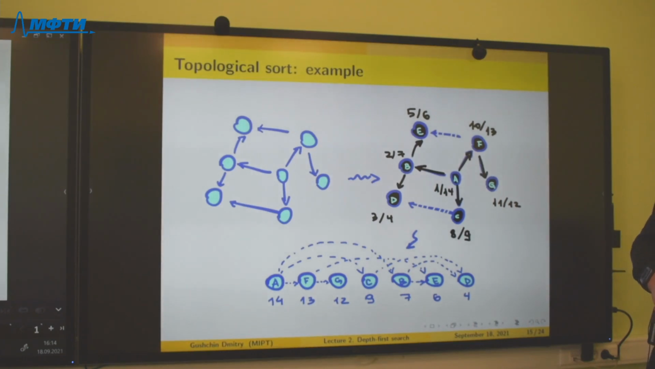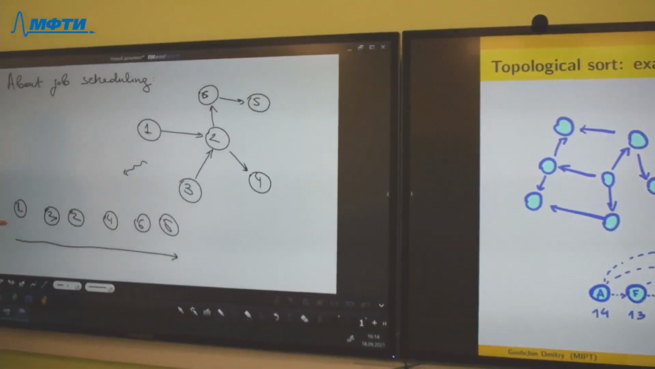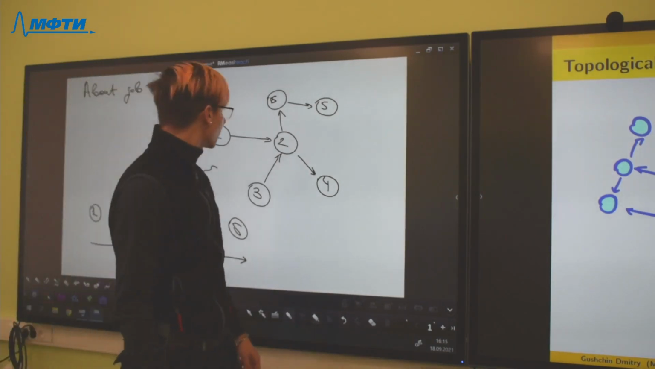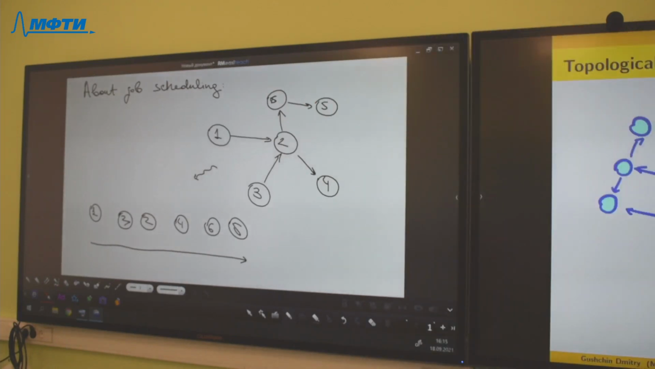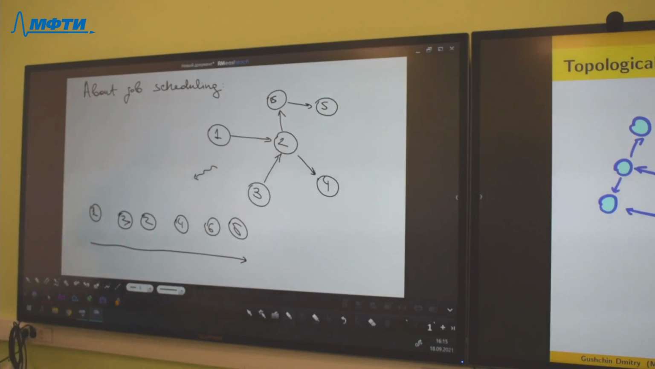Number 3. Number 3 in this example. The last. Yeah. How would we get it in this list? Okay. So let's understand where we start this DFS algorithm. For example, we will start from 3.